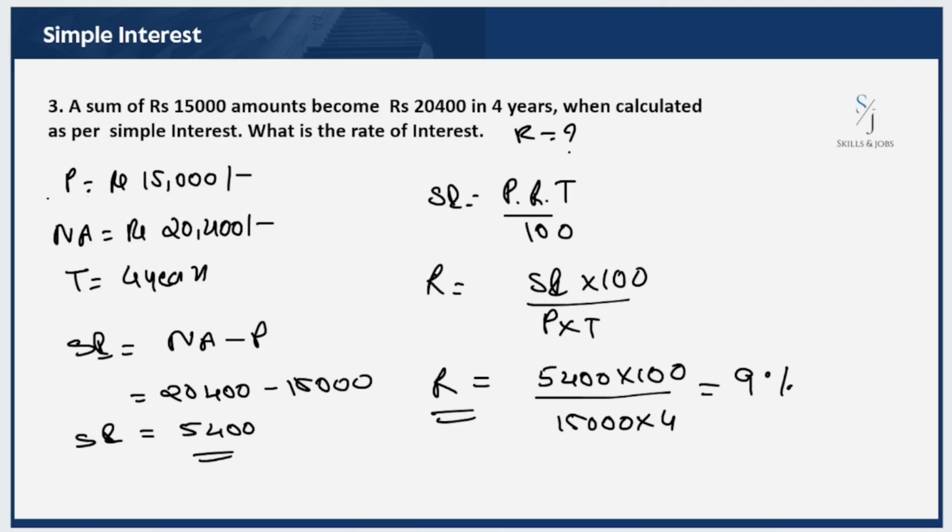So what was the difference in this question? Here the simple interest is not given directly. Rather than the simple interest, the final amount or new amount that the person is going to get after 4 years is given. So we need to calculate the simple interest first, and then we need to use the formula.